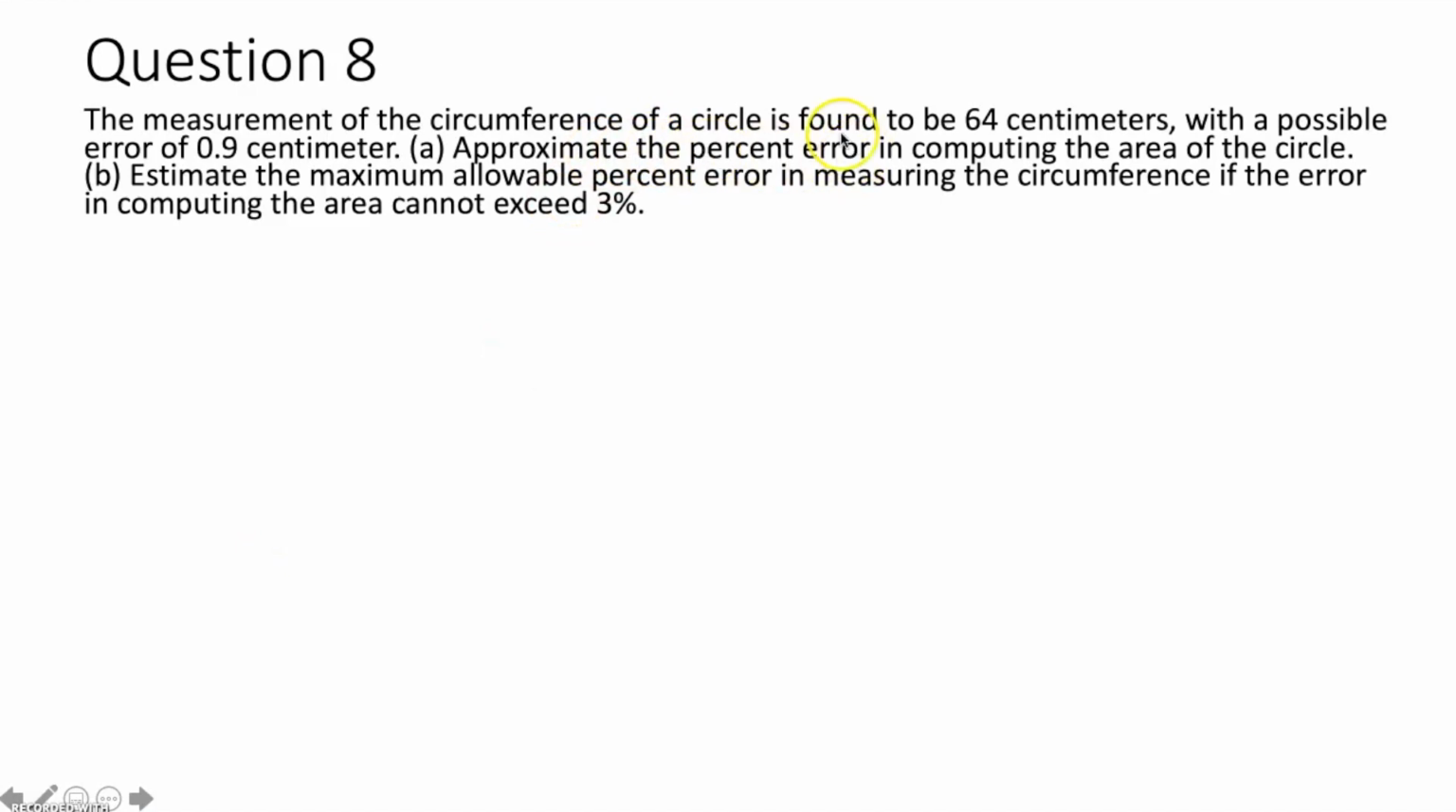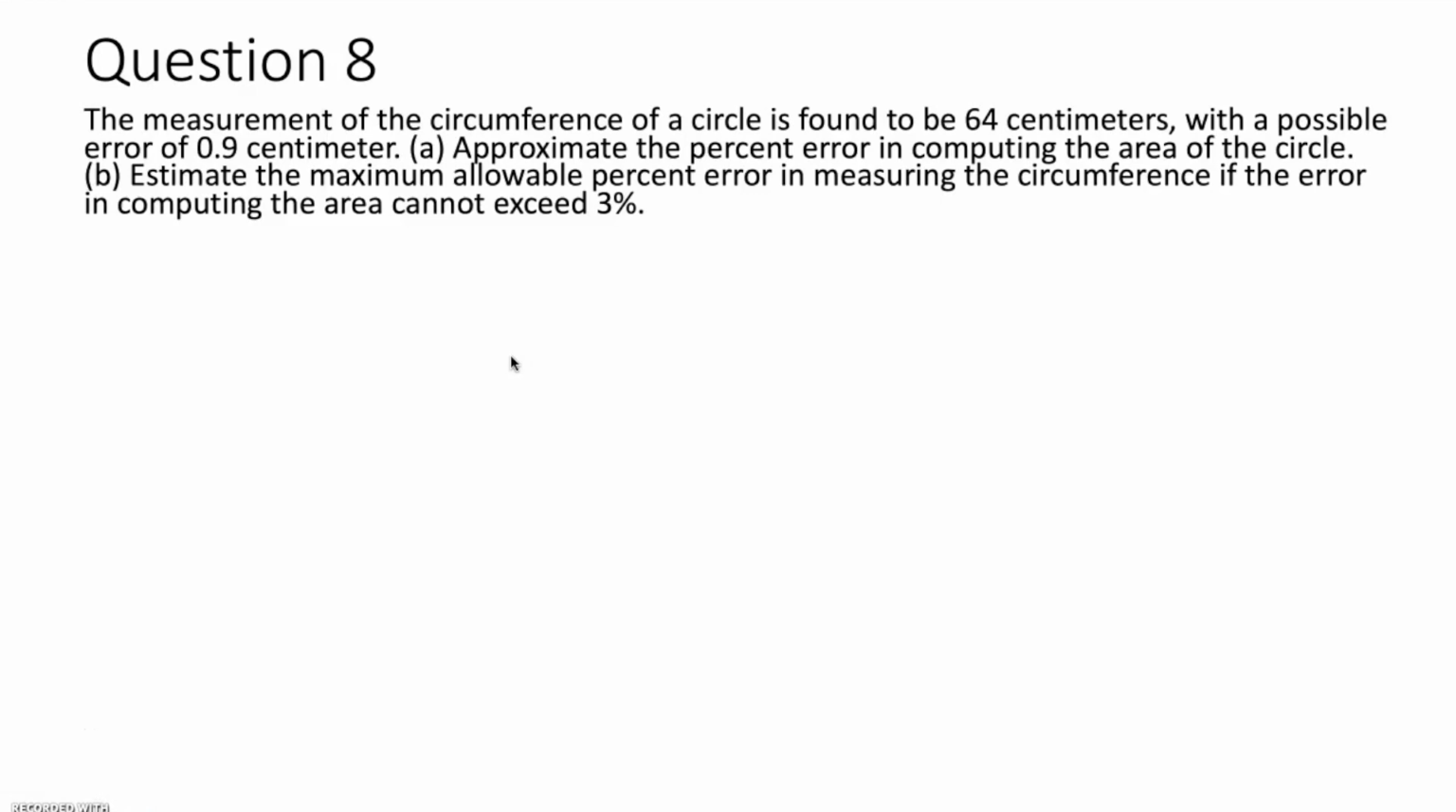This is approximate the percent error in computing the area of the circle. So anytime you see error like this, you know this is an error question. And error questions, we solve the same way we would a related rates problem. Instead of rates, we're dealing with error. Now, the key difference between a related rates problem and an error problem is that we don't implicitly differentiate. We just differentiate like normal. So let's go through the steps.